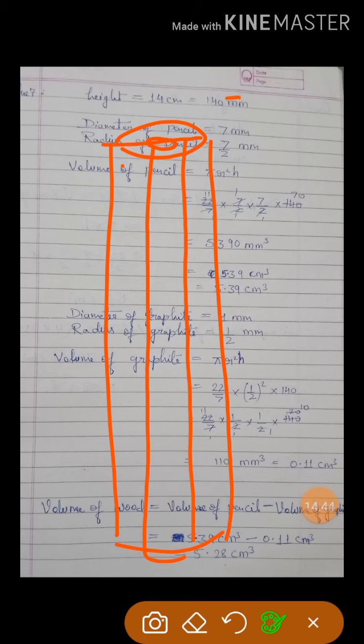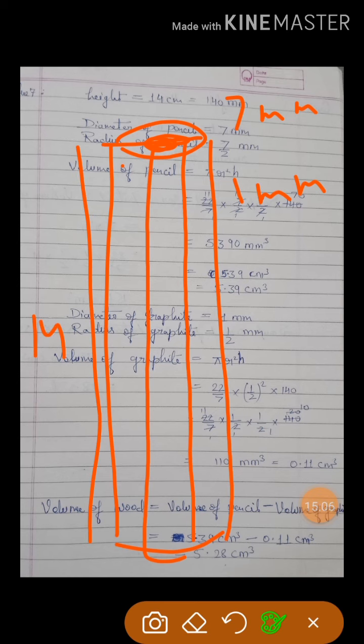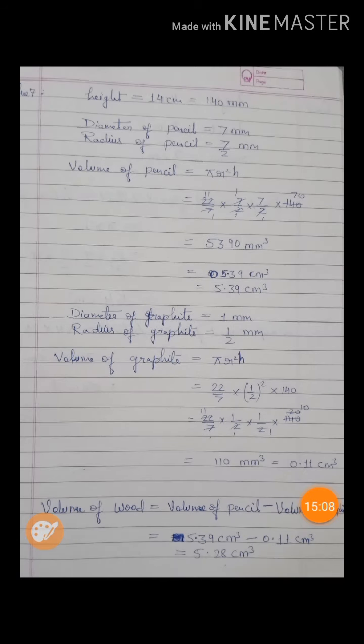The outer diameter, that is the diameter of wood, is given. How much is it? 7 millimeter. And the inside diameter of graphite is 1 millimeter. The pencil is in the form of a cylinder, so the length of the pencil is 14 centimeter, which means the height of this cylinder is 14 centimeter. Now we shall write the values, and in this question they are asking to find the volume of wood and the volume of graphite.